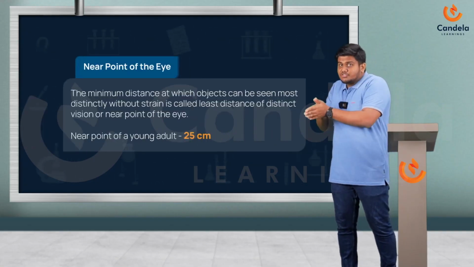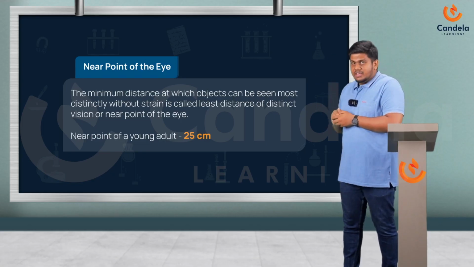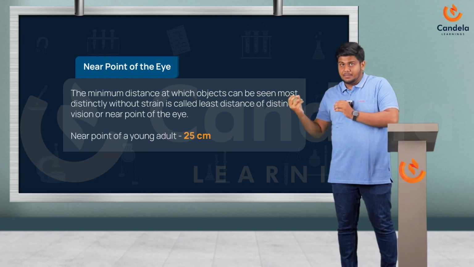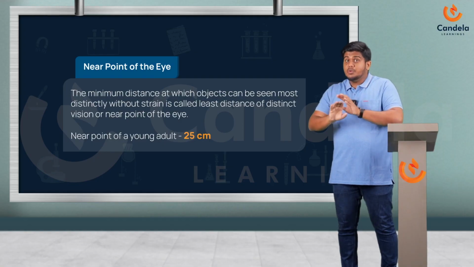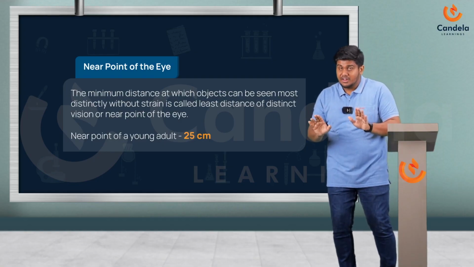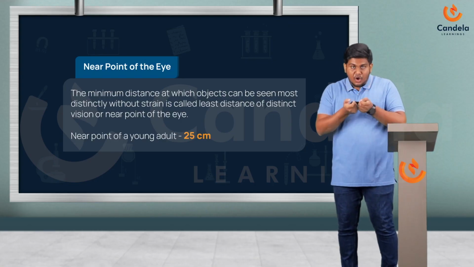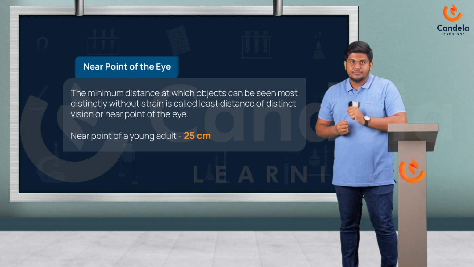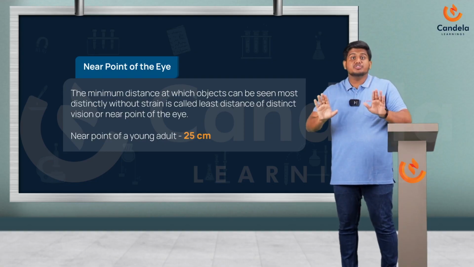Now let's move on to the next topic. It is near point of the eye. Near point of the eye is the minimum distance at which an object should be kept for your eye to form its image without straining itself. Now this is an important point, without straining itself, because I could always keep an object very close to my eye and strain on it. But this is the problem. My eye has to go through some strain. Near point is where there is zero strain involved.